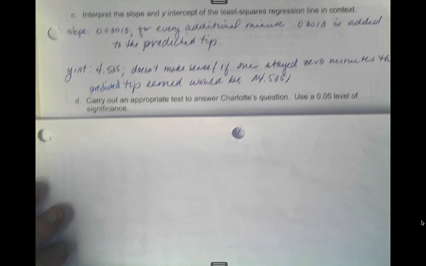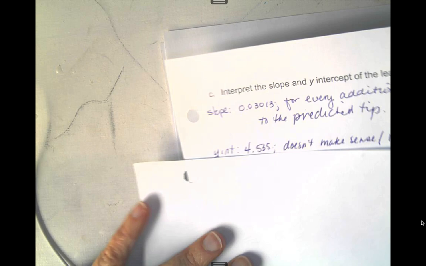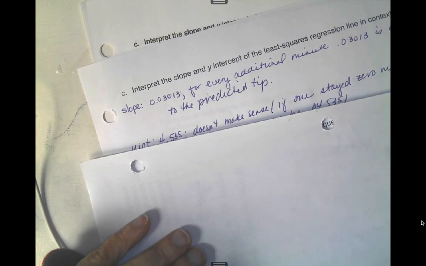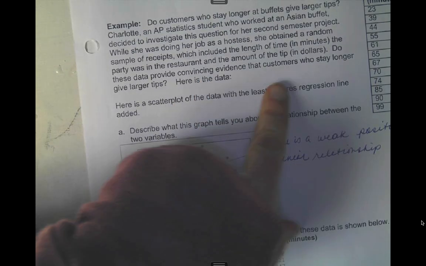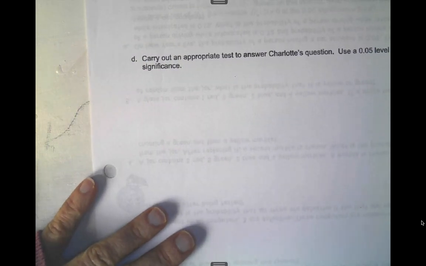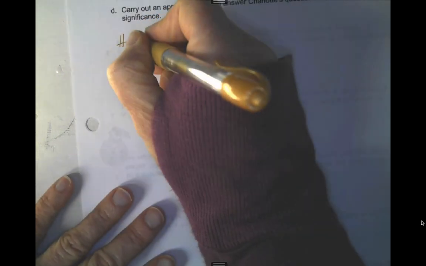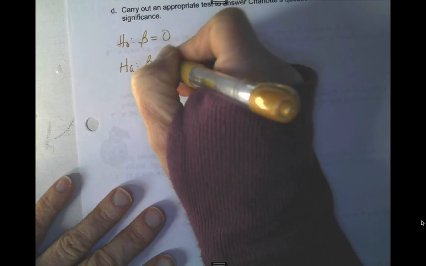All right, so carry out an appropriate test to answer Charlotte's question. So here, what we want to do is Charlotte's question. She wanted to know if there is evidence that customers who stay longer give larger tips. So she's looking for a positive relationship there. So her H0 is that beta is equal to 0. Her HA is that beta is greater than 0.